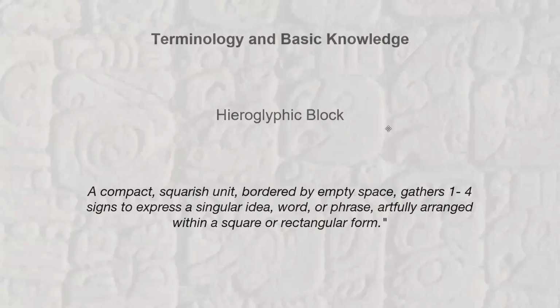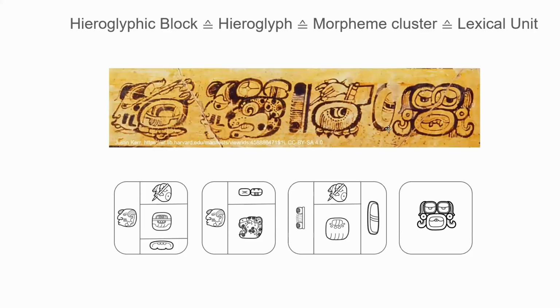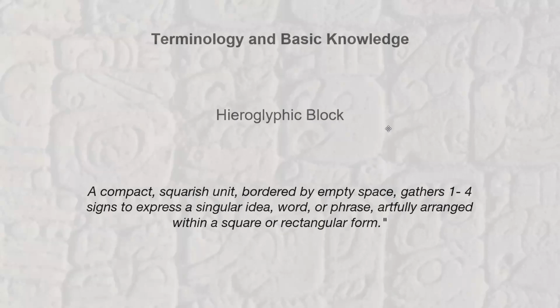And now the terminology goes on with the hieroglyphic block. Now we're talking about the element within the inscription. It's the so-called hieroglyphic block that we can describe as a compact squarish unit bordered by empty space in which we find 1 to 4 signs that combine, usually forming a word or a semantic unit.